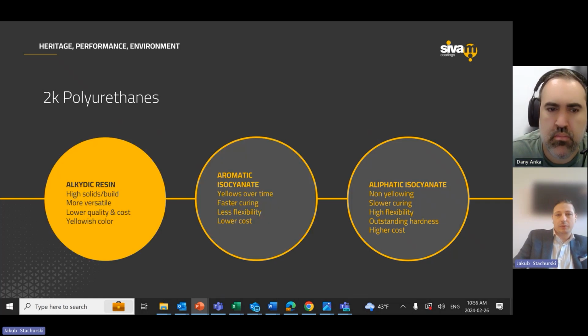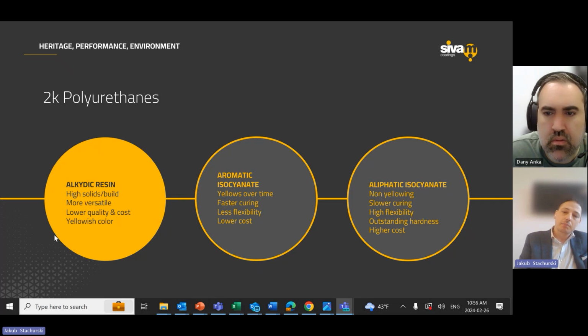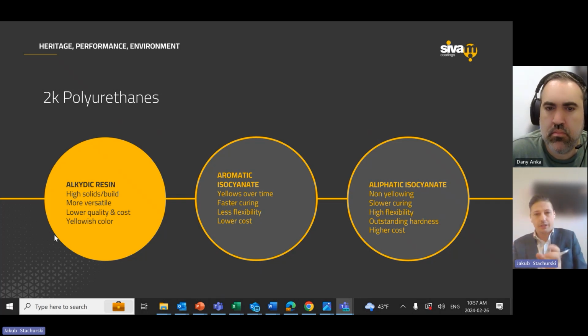Then when we look at polyurethanes, it's always an alkylic resin that has high solids, slightly yellowish in color. And then part B can be varied. Typically for polyurethanes, there's a range of different catalysts that can be used that can be tailored to make the part A perform in a certain way. And it's typically some kind of a mixture of aromatic isocyanate with aliphatic isocyanate with ratios varying.